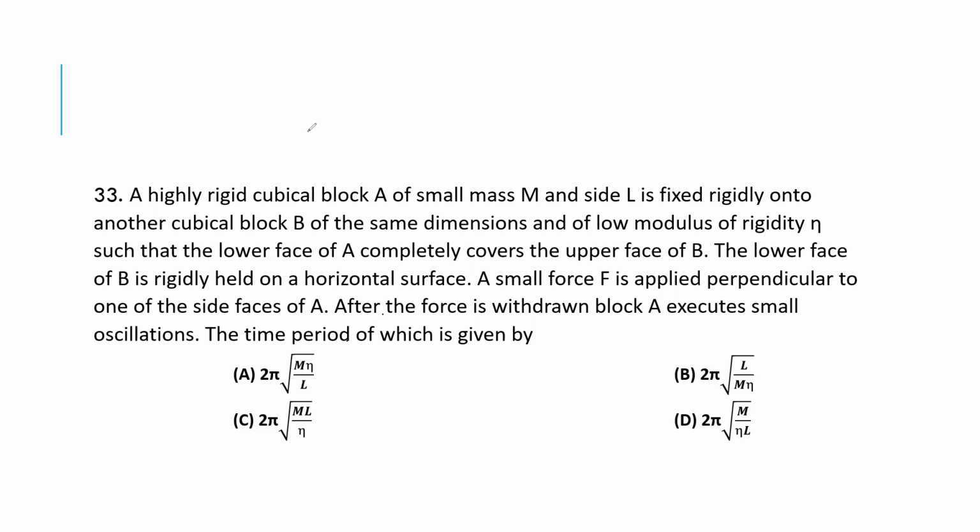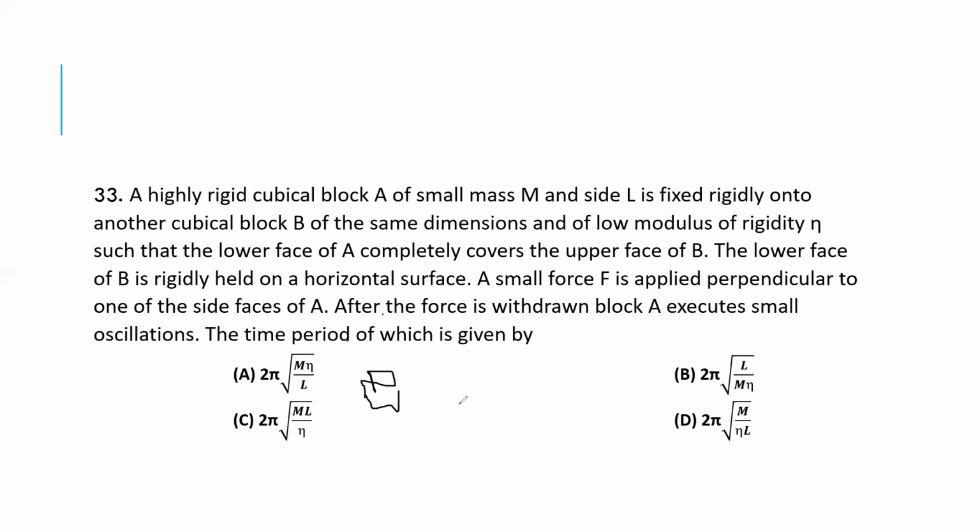So see the question here, what they are saying. It is a cubical block A of mass m and its side is L, is fixed rigidly onto another cubical block B. So two cubical blocks are there. So just assume that these are the two cubical blocks which are attached to one another. They are of the same dimension, means mass, length, height, breadth, everything is same here. Okay, and low modulus of rigidity.